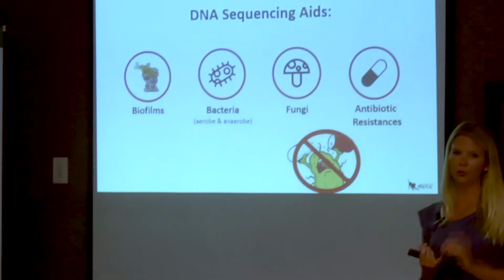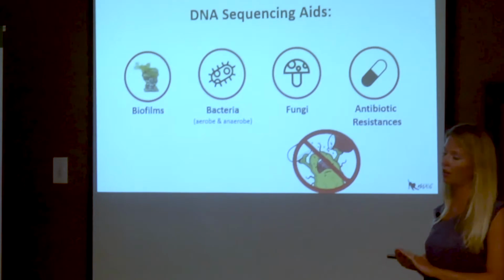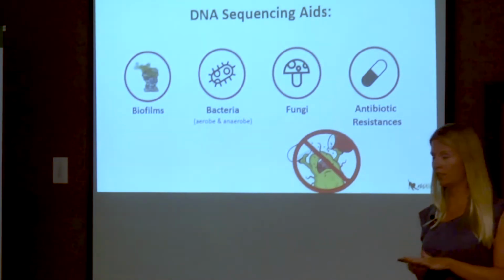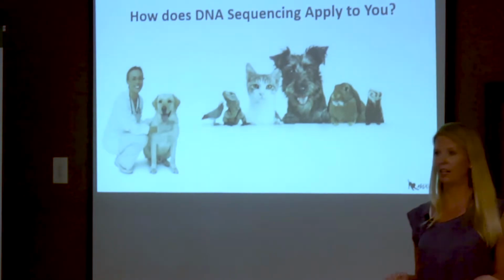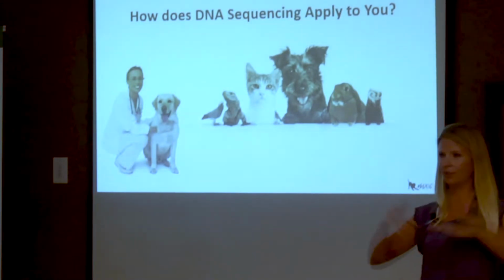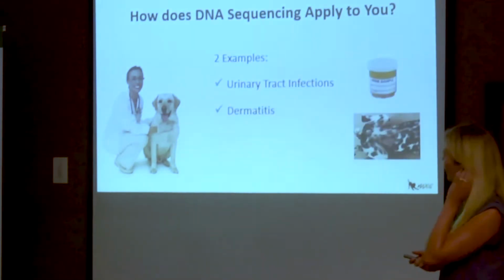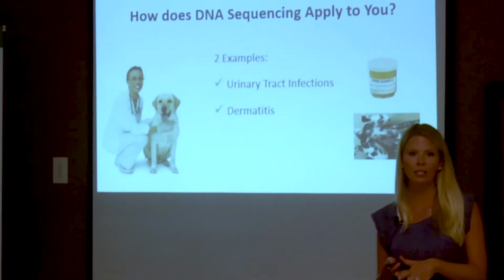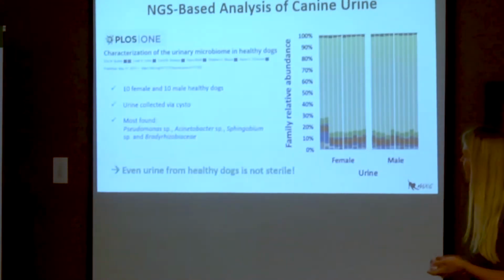So with that, you already know now that NGS can help with the detection of biofilms, bacteria, fungi, and antibiotic resistances to prevent those superbugs. But how does any of this apply to you and in your everyday life? I really went on a global scale there, so let's bring it back to you in your practice. And I would like to show you 2 examples. A urinary tract infection and a dermatitis case.